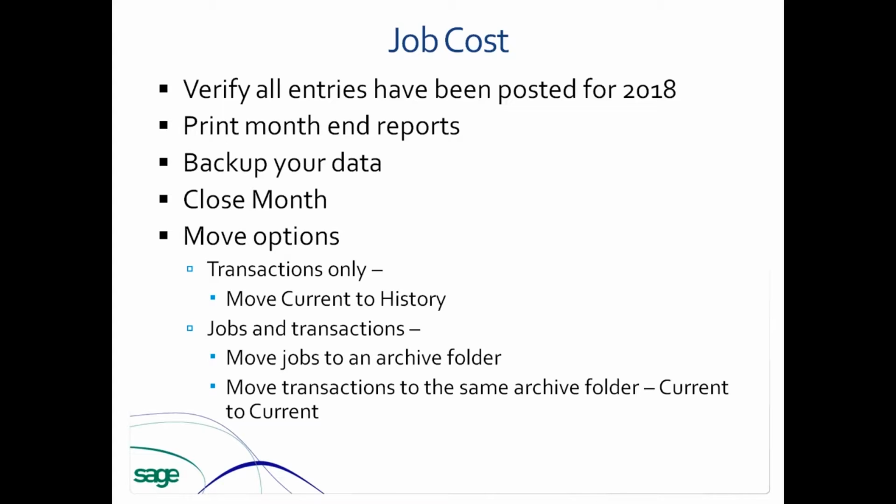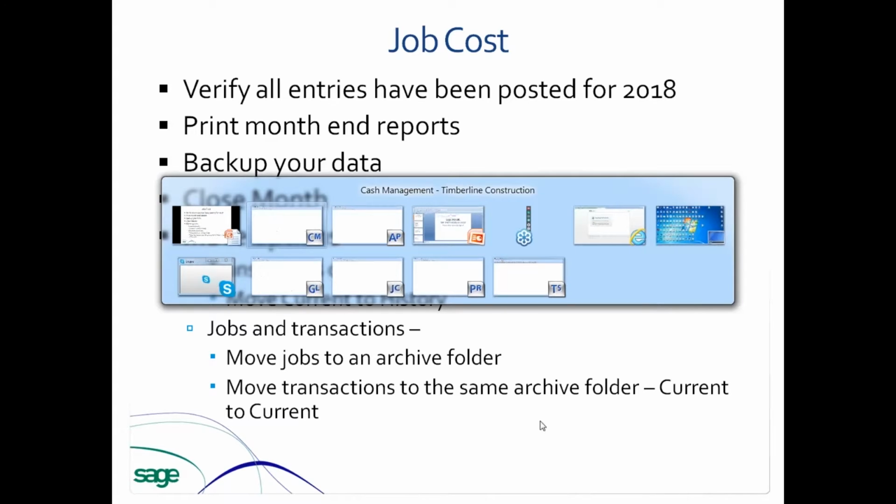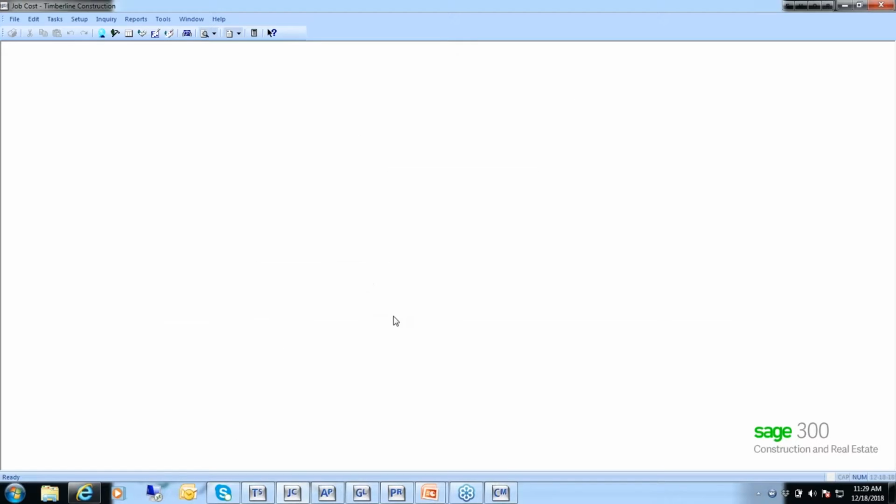So my recommendation is that you create an archive folder. And I wouldn't do an archive folder for each year. I would just create one folder and call it completed jobs. Now, you have a handout that was part of the meeting invite with the instructions for this. So I'm going to jump over here and go into job cost and explain.